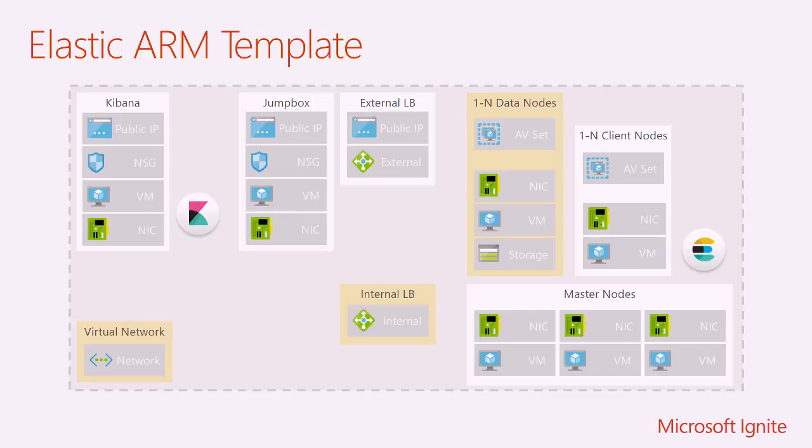We also then set up an internal load balancer, and we also optionally deploy a virtual network as well. So we can either set up a new virtual network, but we can also deploy the template and deploy the cluster and attach it to an existing virtual network, which is very useful if you have applications that are going to want to interact with Elasticsearch.